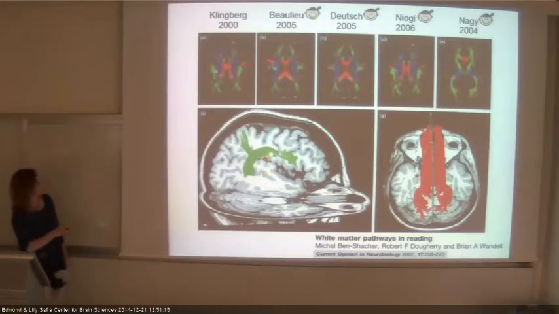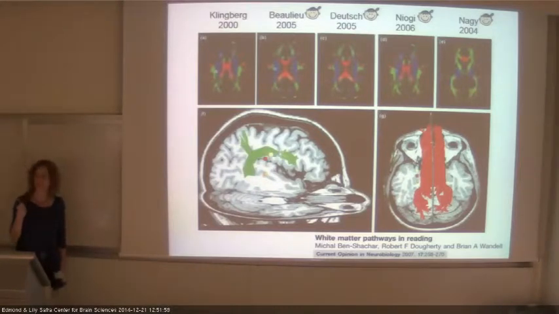So this was really nicely replicated by a group led by Christian Beaulieu in Canada, by Gail Deutsch in Stanford, working with Gabrielli and with Wendell at the time, by Niogi and others with McCandliss, and Nagy actually was working with Klingberg a few years later, found a difference in slightly different position, but notice the nice agreement between these four studies. I think this is, in DTI, this is considered tour de force. This is a great finding, okay?